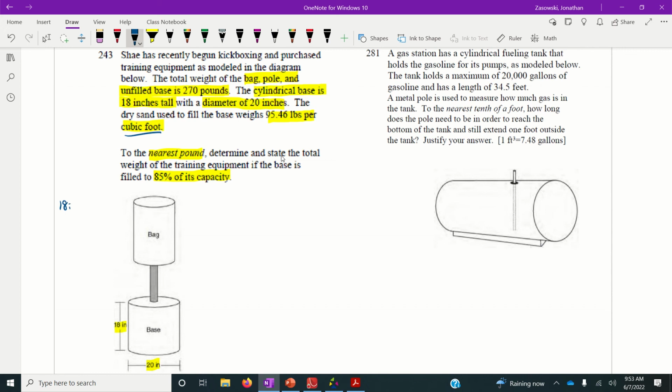So to do 18 inches and turn that into feet, we're going to divide by 12 to make that happen, because there's 12 inches in a foot. So 18 divided by 12 is going to be 1.5 or 3 over 2.